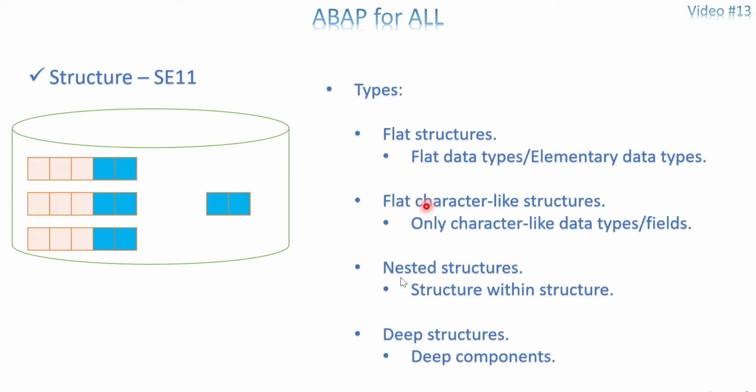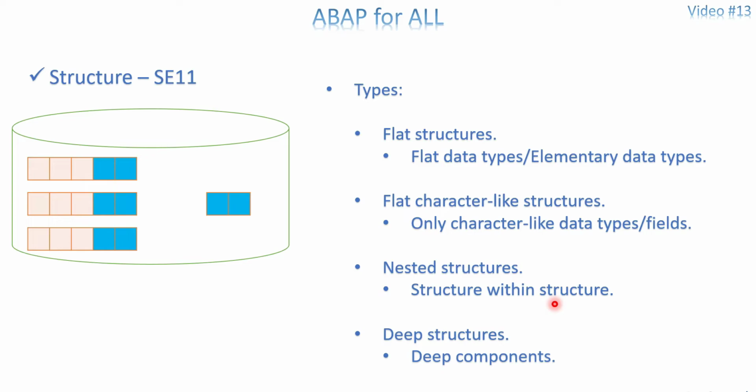So these are not options. You're not able to find what type of structure you want to create, not like that. It depends on your design. You have to come to know, okay, this is a flat structure. This is a flat structure, but it only uses character-like data types, and they use a nested structure within a structure, and you have a deep structure with deep components that you are able to use.